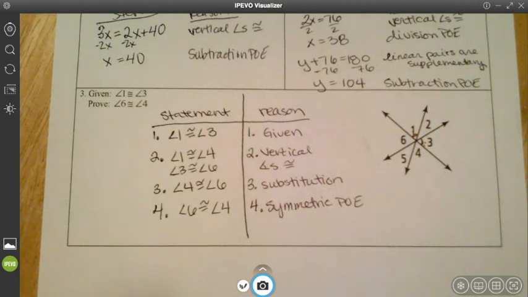Okay, I do want you to think about this proof writing process over the weekend so that when we come back on Monday, we'll be able to practice it together.